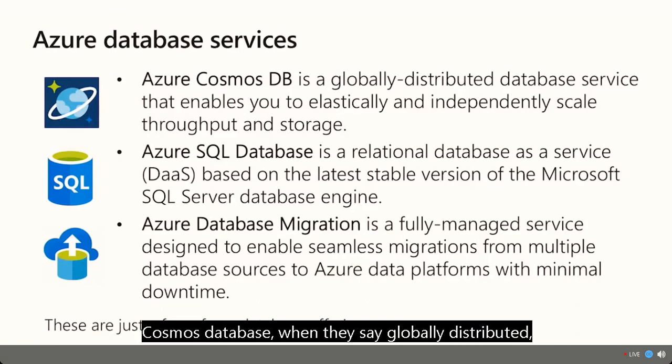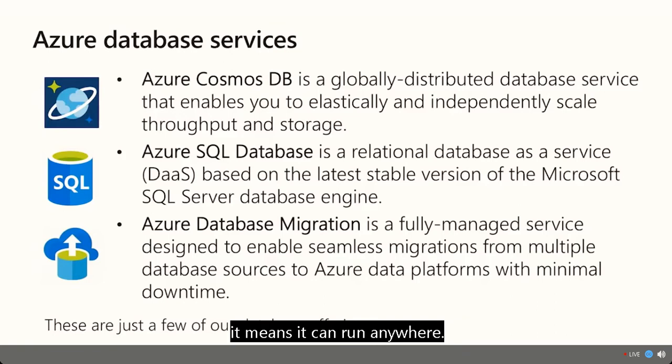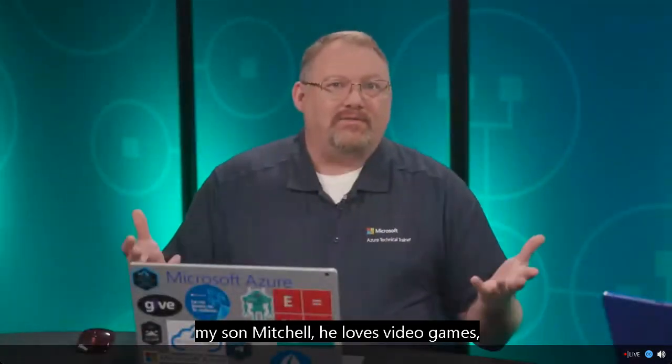Cosmos database, when they say globally distributed, it means it can run anywhere. Most of the modern video games that we run in the world today, if you have kids, my son Mitchell, he loves video games, plays Fortnite and Destiny 2. Almost a majority of those video games run some kind of a Cosmos database or Postgres database in the back end for matchmaking, for profile information stored.